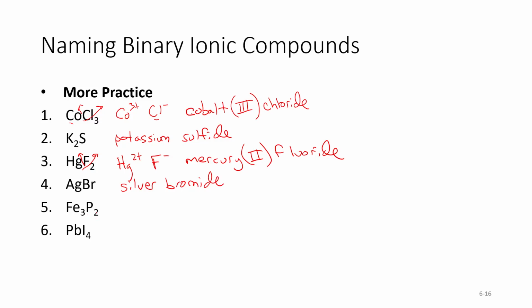Now with these ones, we're going to flip them up. This becomes Fe 2+, P 3-. We want to confirm that phosphorus does have a -3 charge, and it does. So this charge is correct. This one must also be correct. This becomes iron 2 phosphide.